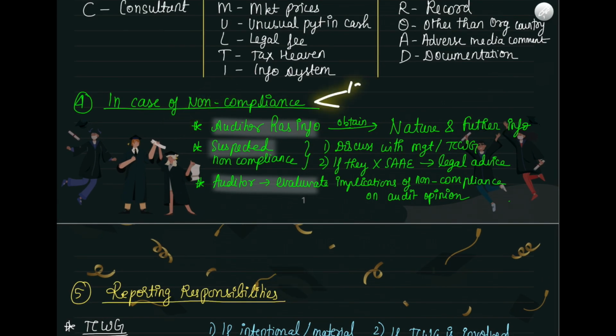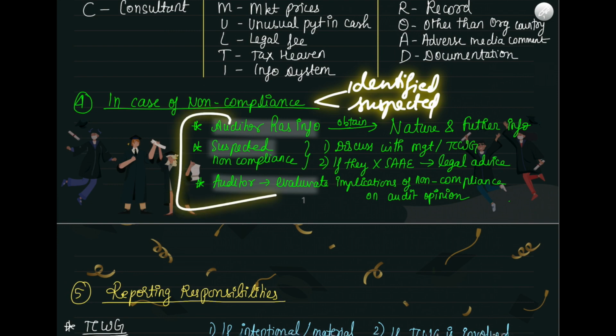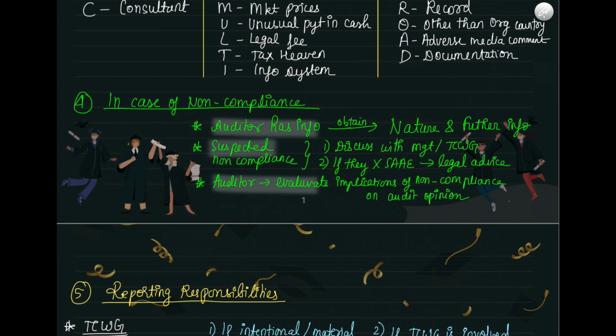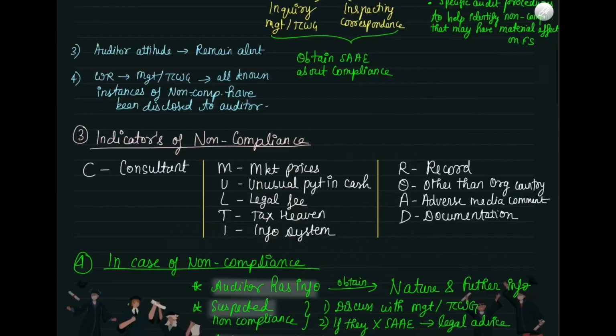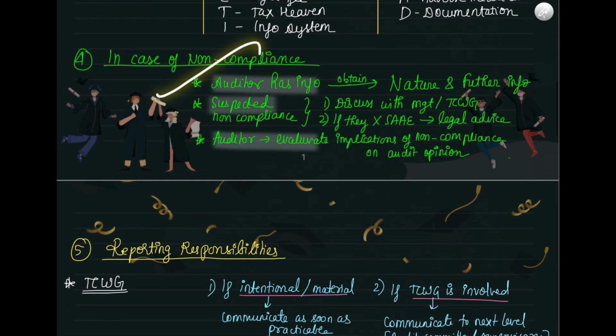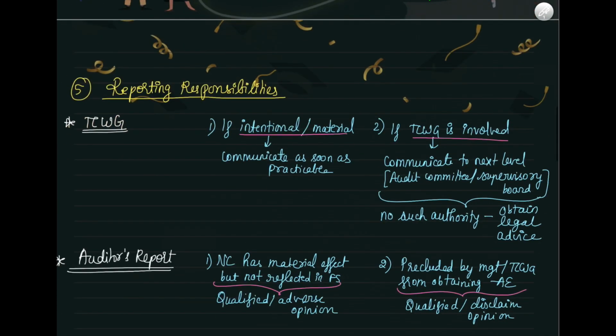So this is what you have to do in case of a non-compliance. Either you have identified a non-compliance or you have suspected a non-compliance. In both cases, you have to follow the following procedures. Next, first you performed audit procedures, then you saw some non-compliance, and what you did about it is given here. Then finally, they are saying what your reporting responsibilities are.